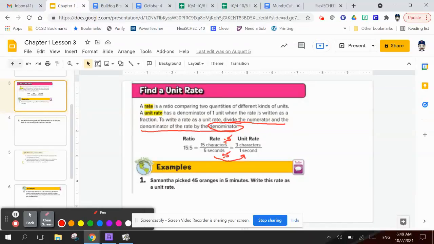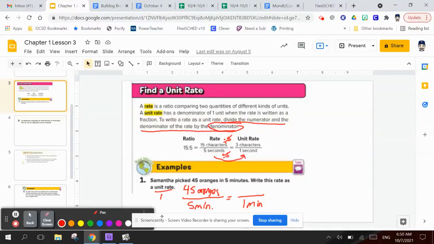So let's look at our example number 1. It says Samantha picked 45 oranges in 5 minutes. Write this rate as a unit rate. So remember, unit rate, we want 1 as our denominator. So we have 45 oranges in 5 minutes. Okay, so we want to know, time is always at the bottom: second, minute, hour. So we want to change this to 1 minute. We want to know how many oranges she picked in 1 minute.